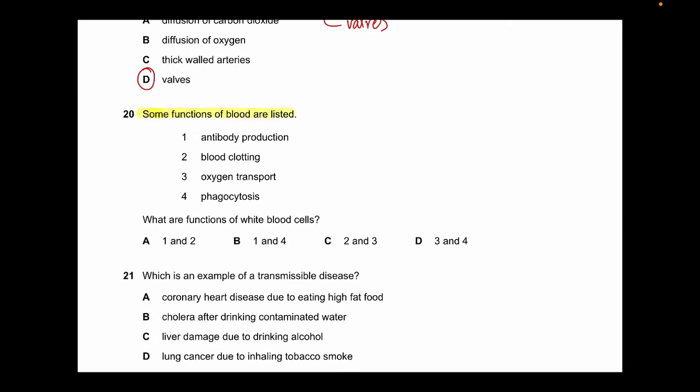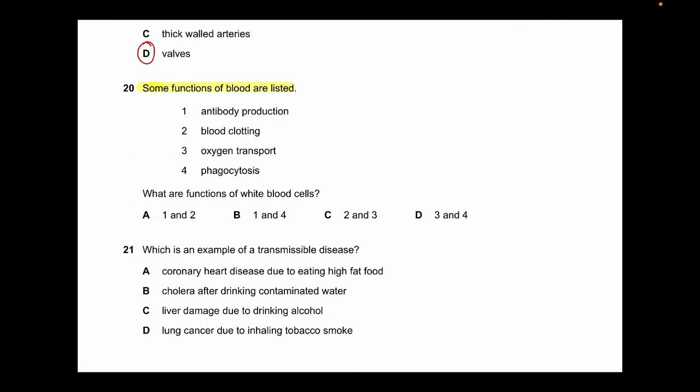Some functions of blood are listed: antibody production, blood clotting, oxygen transport, phagocytosis. What are the functions of white blood cell? White blood cell is definitely going to produce antibody. So option C and D are already wrong. And white blood cell is not responsible for blood clotting, neither responsible for oxygen transport. So phagocytosis is one of the functions of white blood cell. So option B is the correct answer.